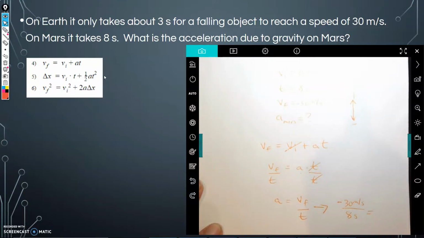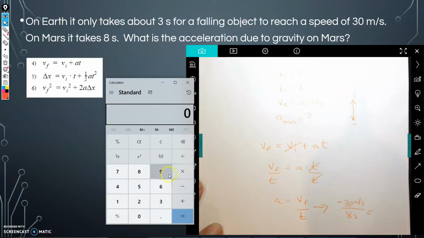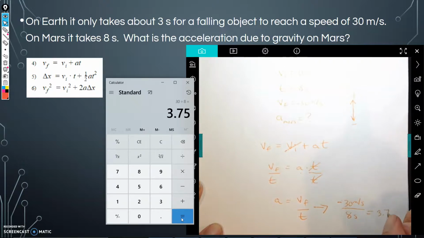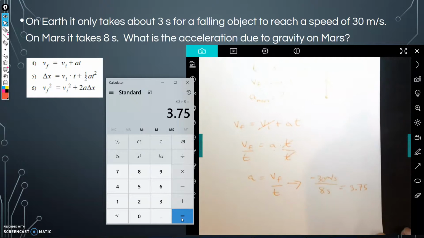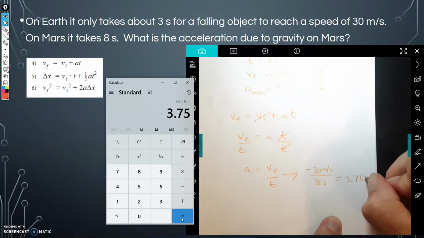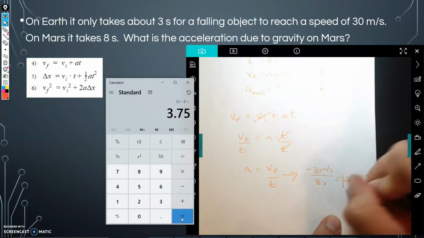And so 30 divided by 8, we can calculate that. 30 divided by 8 comes out to a decimal, 3.75. And again, that's the rate at which things speed up as they fall on Mars. That's the acceleration due to gravity on Mars. So that's going to be meters per second squared. And it's negative. It's downward just like it is on Earth.